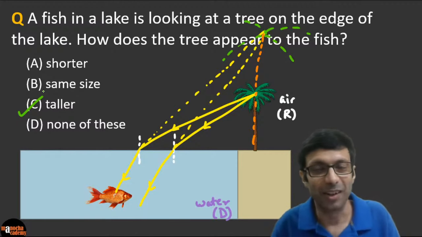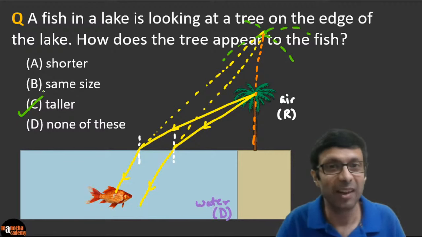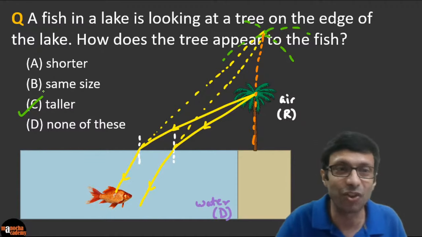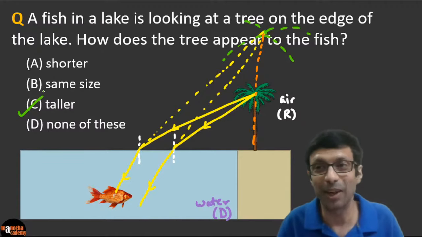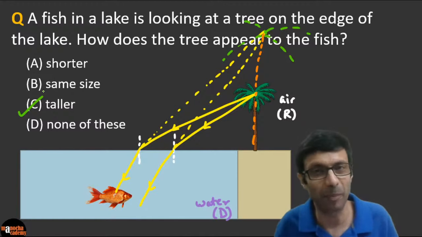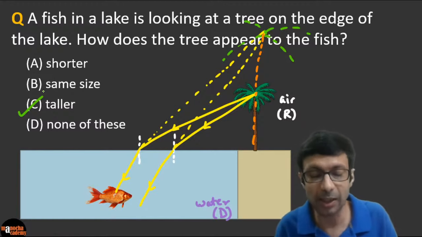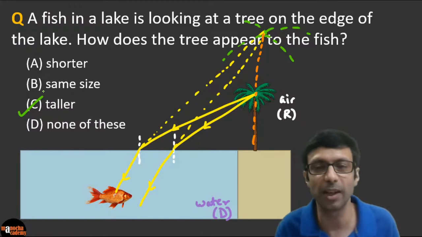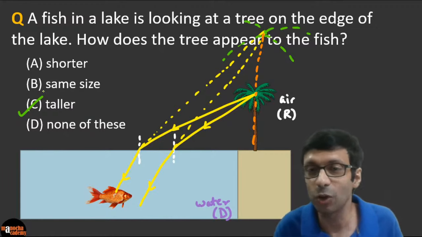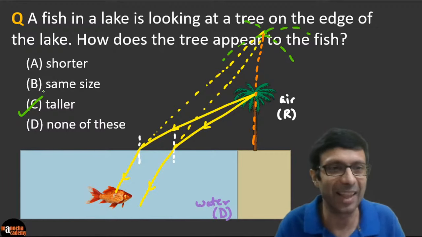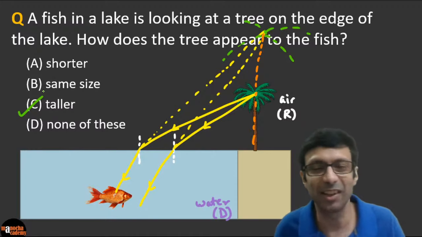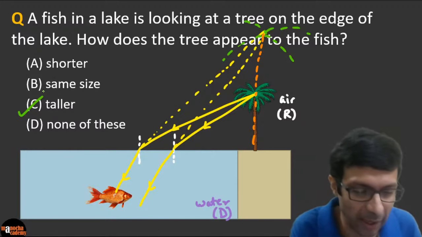But now, since the fish is looking at the tree, because the fish is in water, the tree actually appears taller. And you can see that by the diagram. Don't believe me, please draw this diagram, practice these ray diagrams. And the key thing to remember is light going from rarer to denser or denser to rarer, and then you draw it accordingly. Excellent, guys, excellent. The correct answer is going to be C.